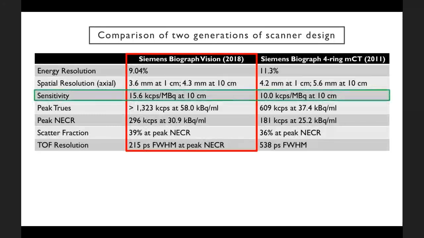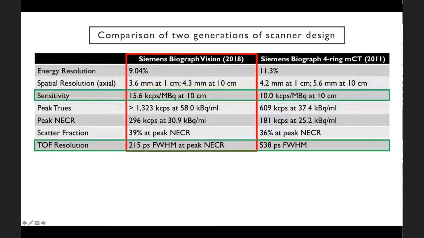And we can see in particular this difference in sensitivity is nearly 50% higher. We can see that another quality is that the time of flight resolution, that ability to localize the difference between the arrival times, is much better in the new system compared to the old system.